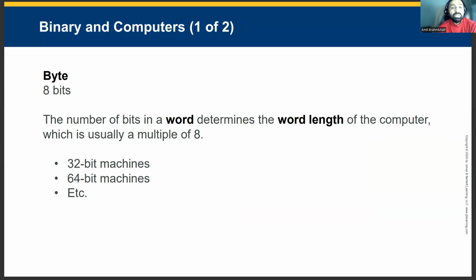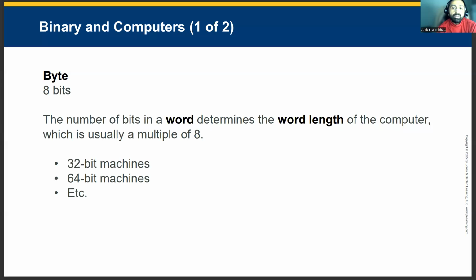Binary and computers, bits, bytes, and words. This slide introduces key storage units used in computing. A byte consists of 8 bits and is the basic unit of storage in most computer systems. A word is a larger group of bits processed as a unit by a computer's processor.